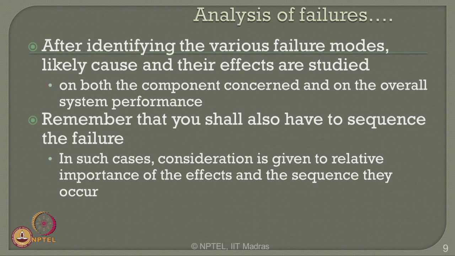Please note that you shall have the consequence completely addressed only when you know the sequence of failure. In such cases, consideration is generally given to the relative importance of the effects and the sequence in which they occur. So, importantly, you try to grade them in terms of which component will fail first, which component will fail next. Therefore, you grade the failure and that will give you the importance of the component in a given system. So, in an FMEA study, as an output, you can easily identify the most critical or the vital component of a given mechanical system.